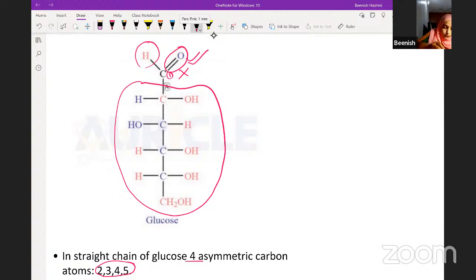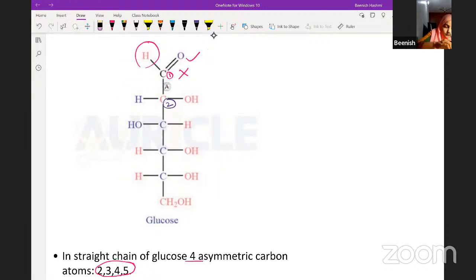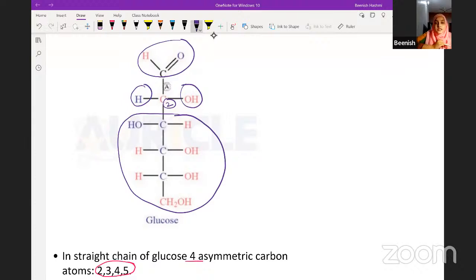Now, let's go on to carbon 2. You can see this is one group, this becomes another group, this becomes one group, and this becomes one group. So you can see that there are 4 different groups. This is the first group, this is the second group, this is the third group, and this is the fourth group. So your second carbon is a chiral carbon in the straight chain. Similarly, your third, fourth, and fifth are all chiral carbons. Now, your 6th carbon, that is this one, is not a chiral carbon because you can see it has 2 hydrogens. So 4 different groups are not present. Therefore, this one is not a chiral carbon.